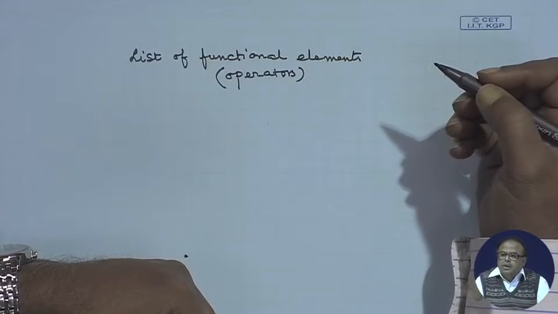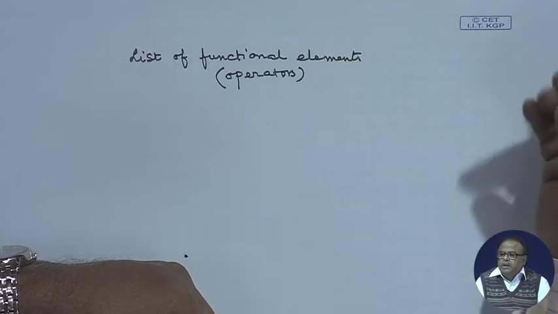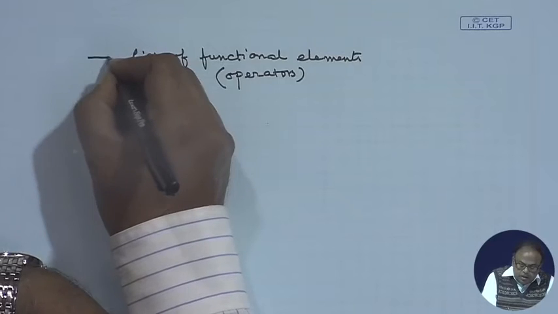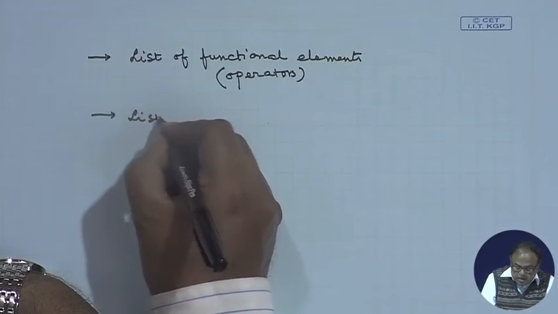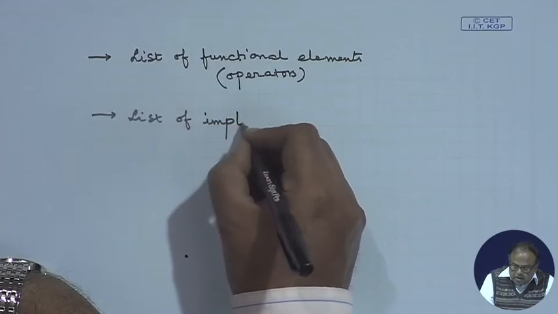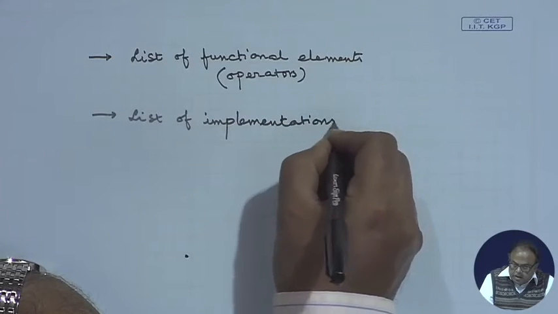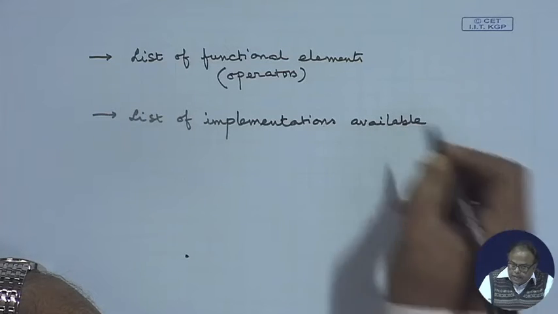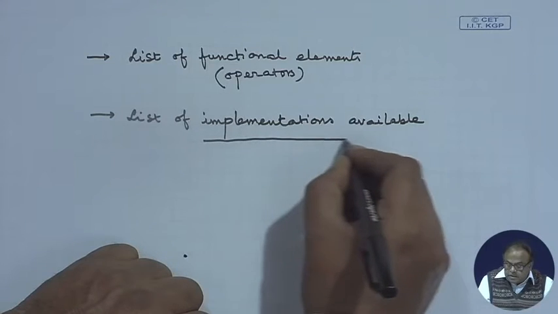All right, the operators themselves, like max, mean, multiplication, division, square root, whatever. That is one. Another one is the list of implementations available. Now, what do I mean by available implementations?